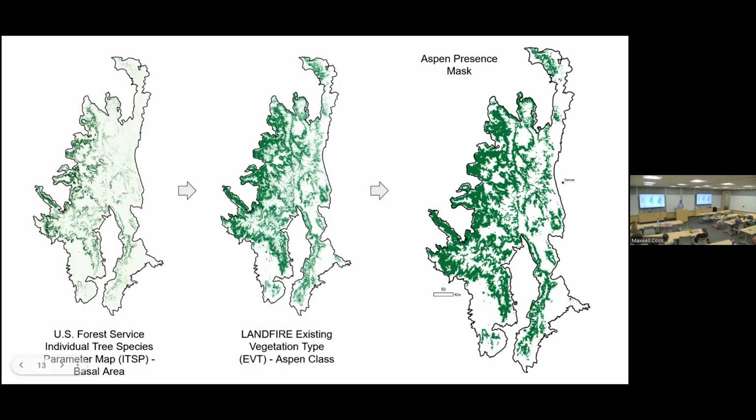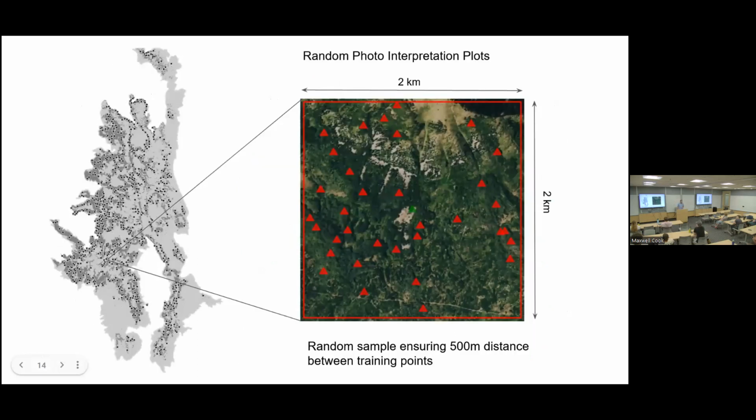And within this aspen mask, we then sampled randomly 1,000 different points throughout the Southern Rocky Mountain ecoregion. At each of these points, we consider them to be a photo interpretation plot, right? So when we're working at these scales, it's difficult to be in the field to build out plots across this large area. And so what we're doing here is creating photo interpretation plots where we go to the location of these randomly selected points. We build a 2 by 2 kilometer square around that point, and then we identify aspen pixels within that plot.